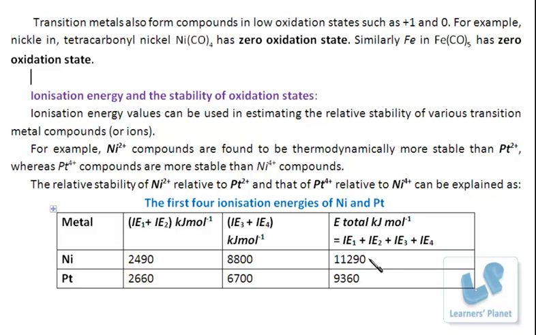Because the 4th ionization energy of nickel is very, very high, platinum 4+ compounds are more stable than nickel 4+ compounds. The answer is again the same. The 4th ionization energy of nickel is very, very high. Right?